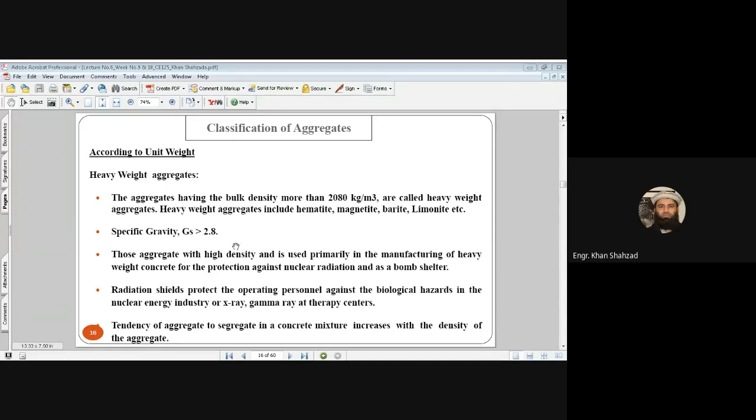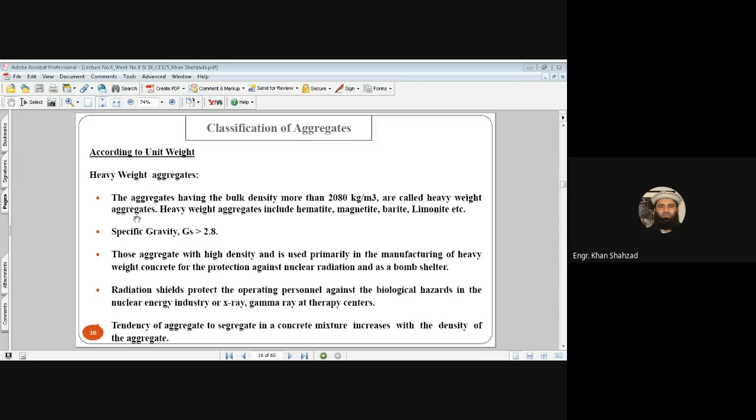The aggregates having the bulk density, that is the weight per unit volume. Bulk means the total weight divided by the total volume, in which we have the volume of the voids, the volume of the pores, and the volume of the solids as well. That is called bulk density. Aggregates whose bulk density is more than 2080 kilogram per cubic meter are called heavyweight aggregates.